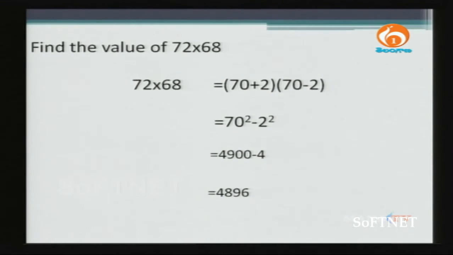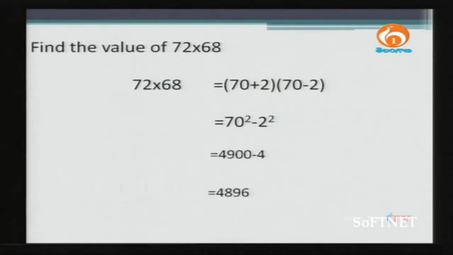Find the value of 72 times 68. Maybe all of you feel that this is easy and you can do it easily. Always you can express these two numbers with respect to a nearest number. So 72 is nearer to 70, and 68 is also nearer to 70. So you can write 72 as 70 plus 2 and 68 as 70 minus 2. So 72 times 68 can be written as (70 plus 2)(70 minus 2).